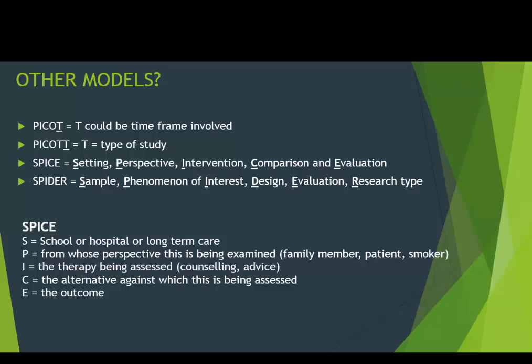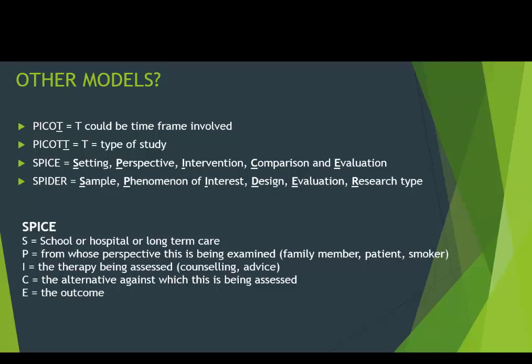SPICE is another model you can also use, where S stands for setting, P for perspective, I for intervention, C for comparison, and E for evaluation. In SPIDER, S stands for sample, PI for phenomenon of interest, D for design, E for evaluation, and R for research type. They're all very similar but different.